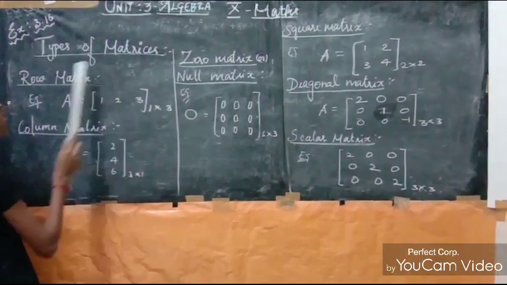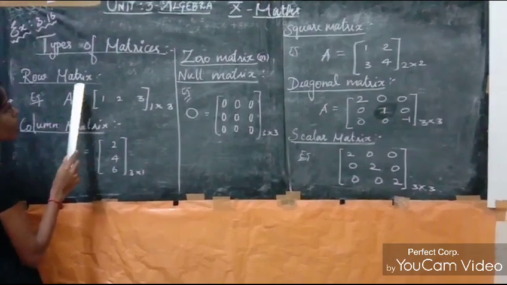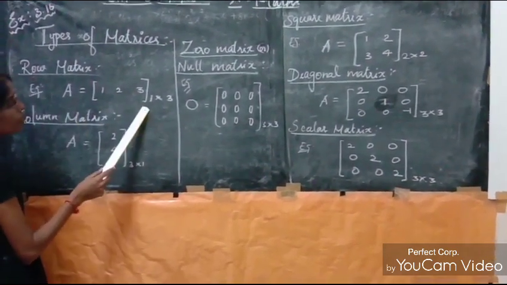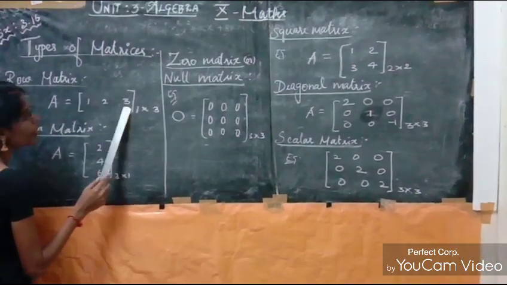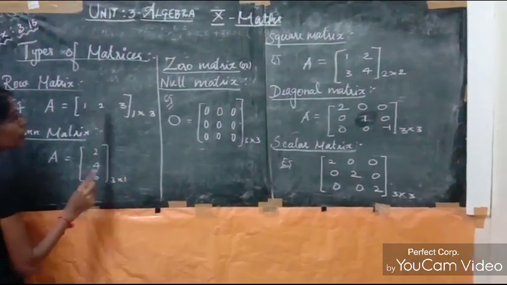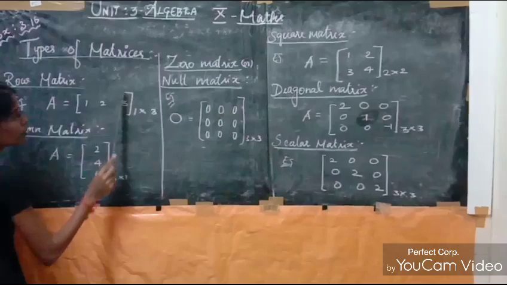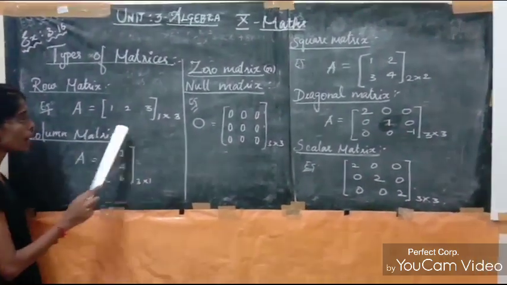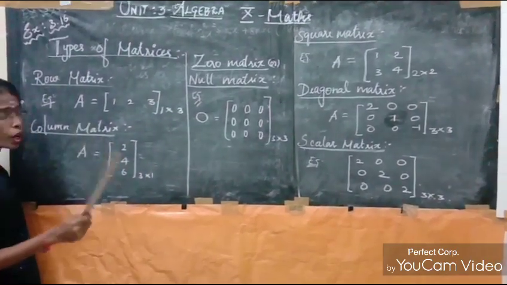Types of matrices. First, row matrix. A row matrix is a matrix with only one row. This is an example of a row matrix. Only one row and any number of columns. Okay, one row, first column, second column, third column. So 1 cross 3. Okay, next, column matrix. A column matrix is a matrix with only one column. This is called a column matrix.